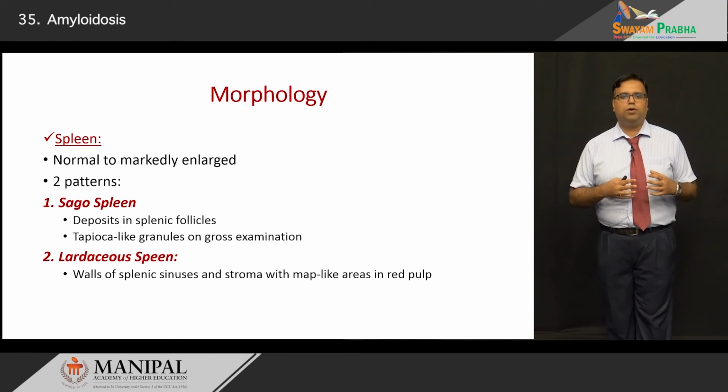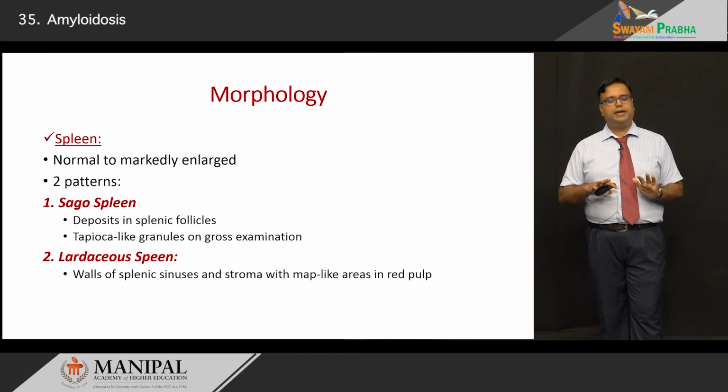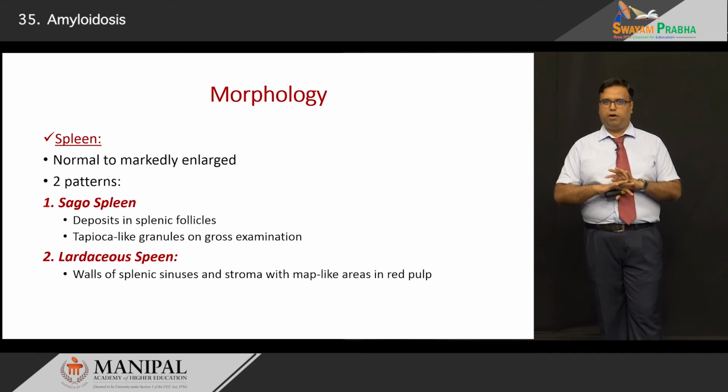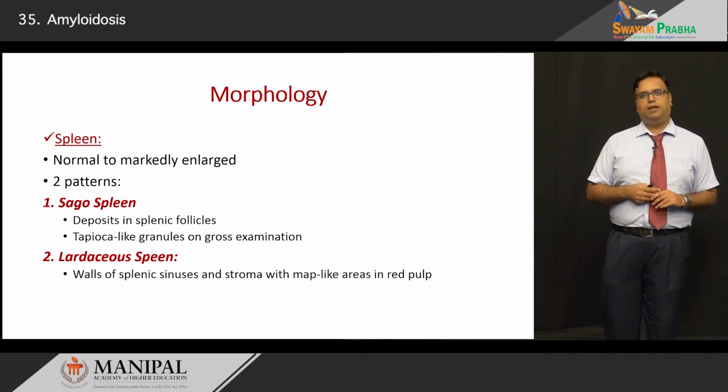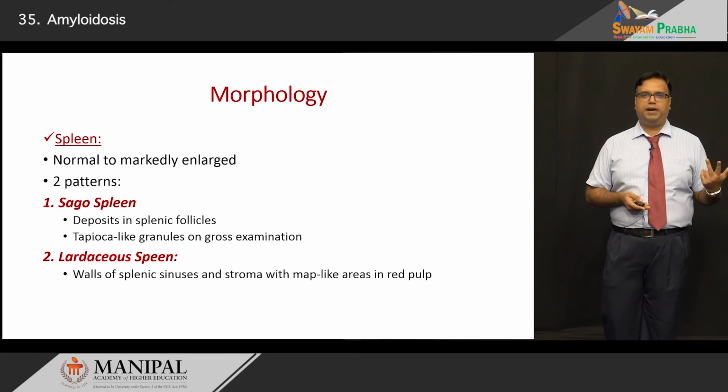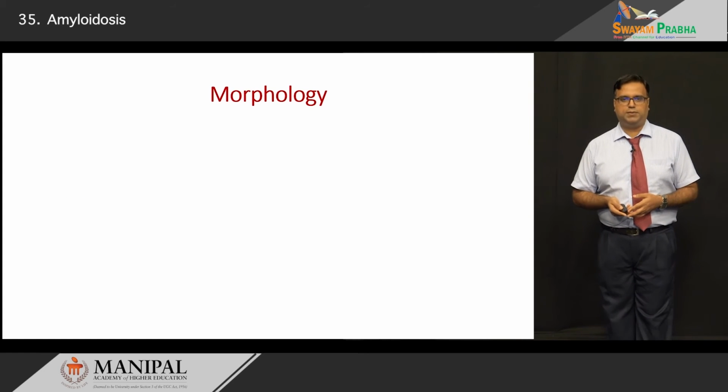Sometimes you will get the walls of the splenic sinuses and the entire stroma of the red pulp with a lot of map-like geographic areas of deposition. If that is the case, you call it lardaceous spleen. So, remember sago spleen and lardaceous spleen. There are two patterns essentially of amyloidosis.